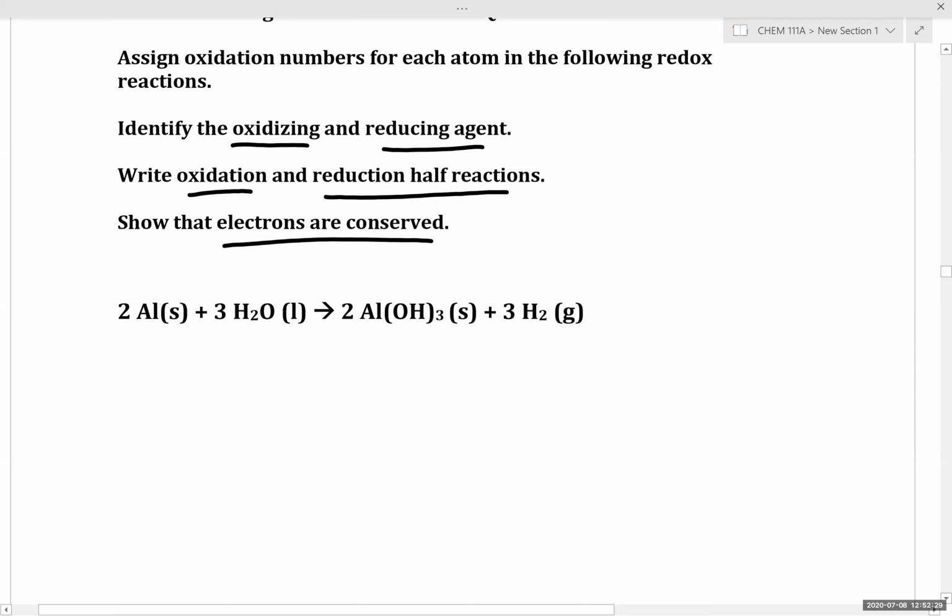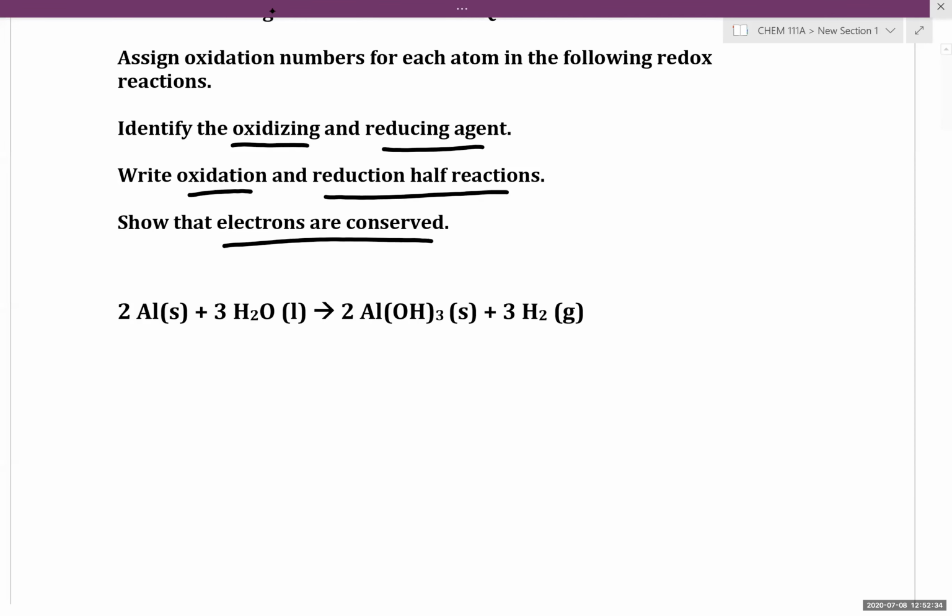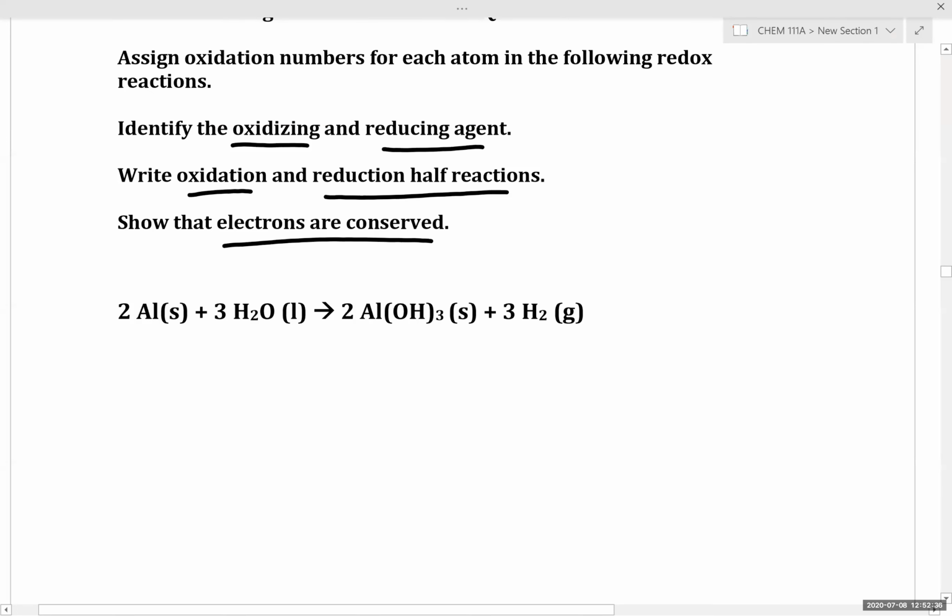Okay, so let's discuss this example. So first and foremost, we're going to assign oxidation numbers. So the oxidation number of aluminum is 0 in aluminum solid. In water, the oxidation number of oxygen is -2 and hydrogen is +1. The oxidation number of aluminum in aluminum hydroxide is +3. The oxidation number of oxygen is -2, hydrogen is +1.